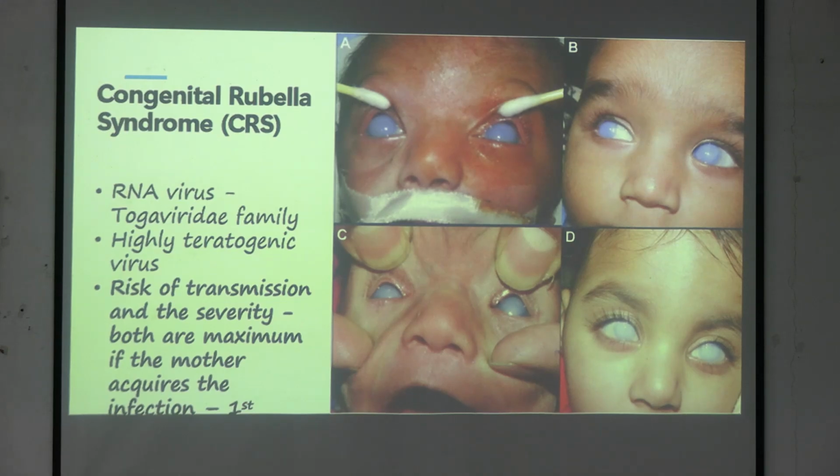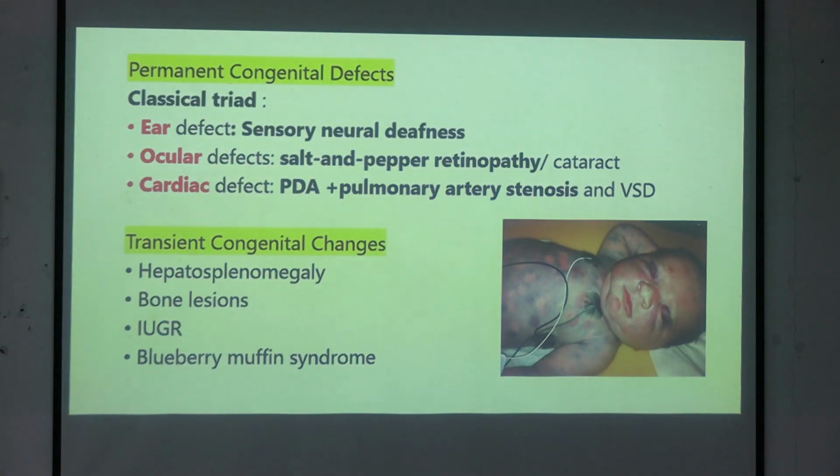Okay, everybody is interested in the picture. Are you scared looking at it? Congenital rubella syndrome. So it's an RNA virus, rubella. Okay, and it has a high risk of transmission.